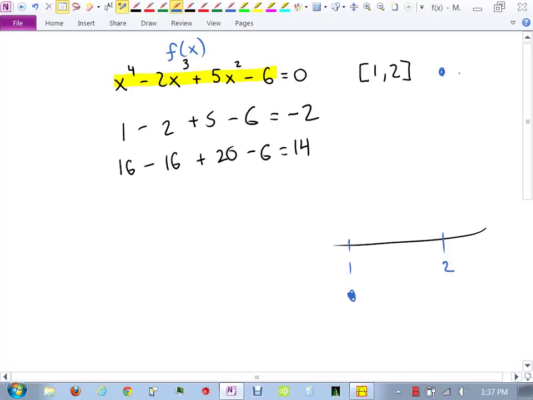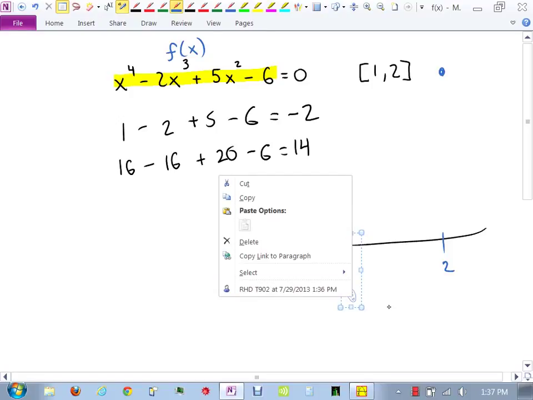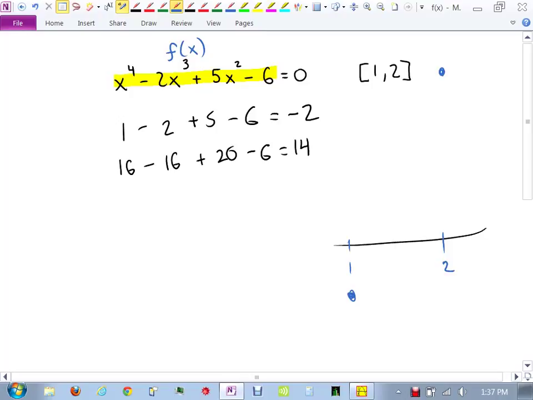Is that a continuous function? X to the 4th minus 2x cubed plus... Yes, it's a polynomial, right? So I've got to connect these without picking up my pencil. So I have to go through 0, don't I? So there's somewhere in there that I pass through 0. I can't tell you where it is. But using Newton's method, we can approximate it. We can get real close.